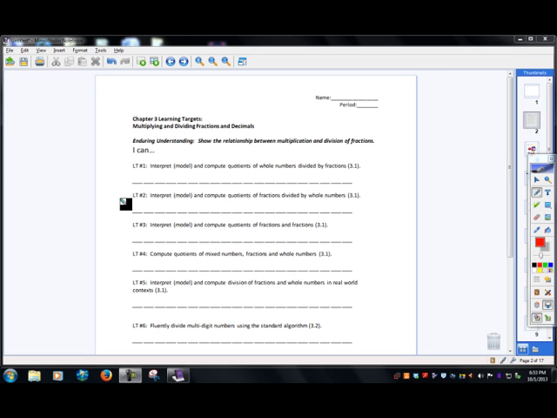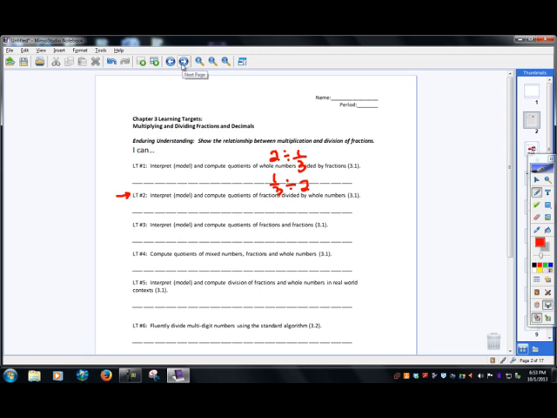Alright guys, in this video we're doing chapter 3 learning target number 2. I can interpret and compute quotients of fractions divided by whole numbers. Up here, remember, we did 2 divided by a third. Now we're going to be doing 1/3 divided by 2. So now it's kind of the opposite of what you saw. You've got a partial dividend and a whole number divisor.